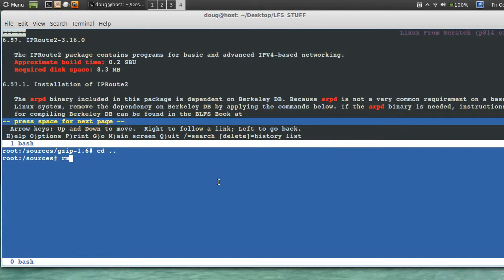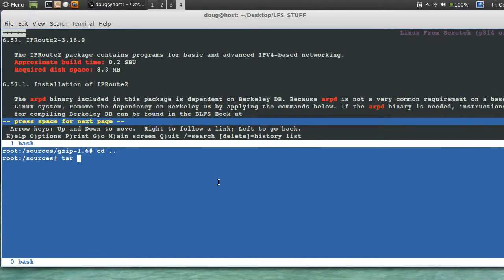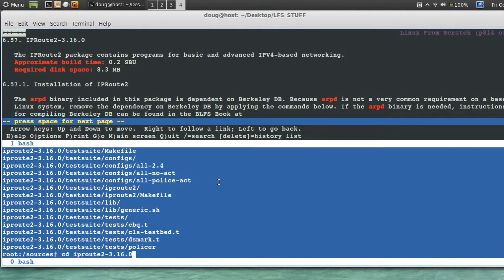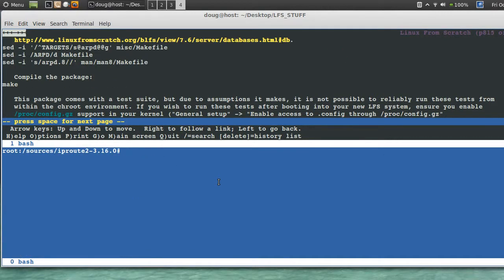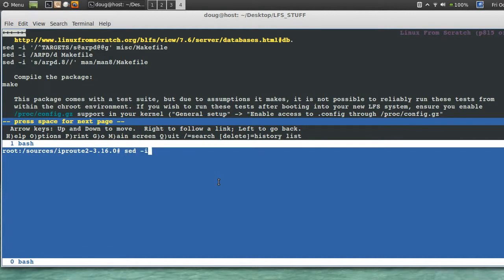Am I done? IP route, tar xvf iproute. Okay, in iproute we have to use sed. Sed the targets with S, and then in the miscellaneous file. See, sed targets S.